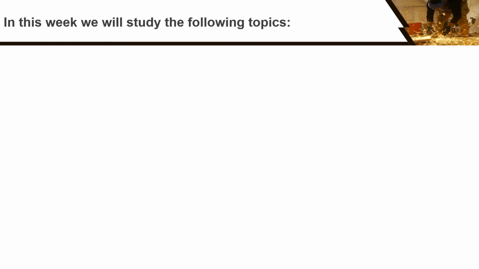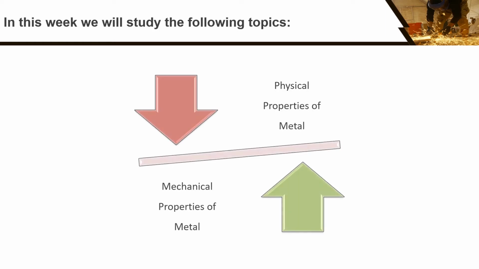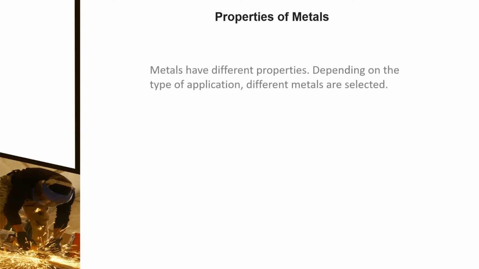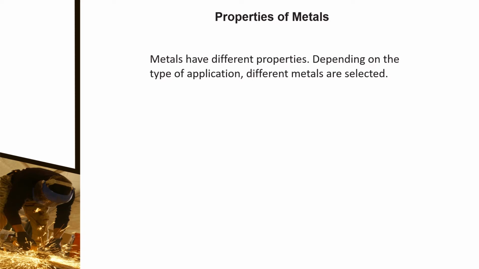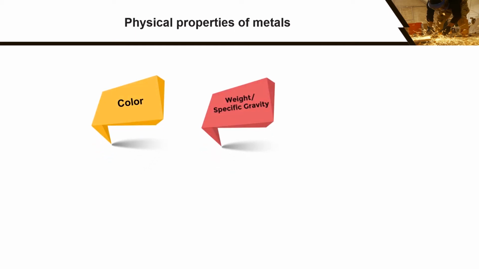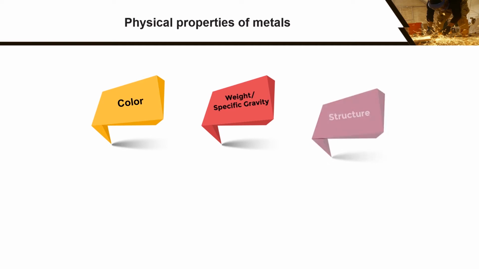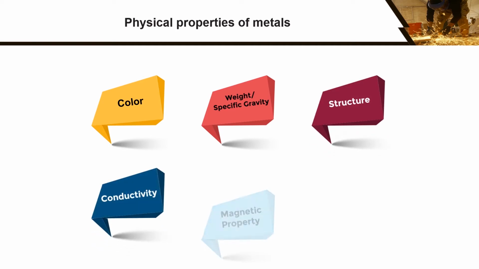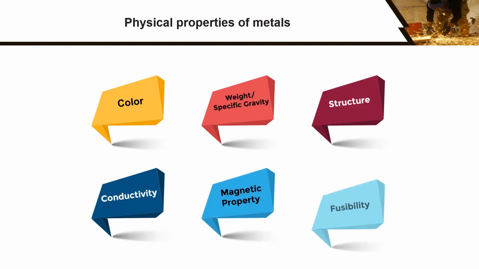This week we will study the following topics: physical properties of metal and mechanical properties of metal. Metals have different properties depending on the type of application, so different metals are selected. Physical properties of metals: color, weight or specific gravity, structure, conductivity, magnetic property, fusibility.